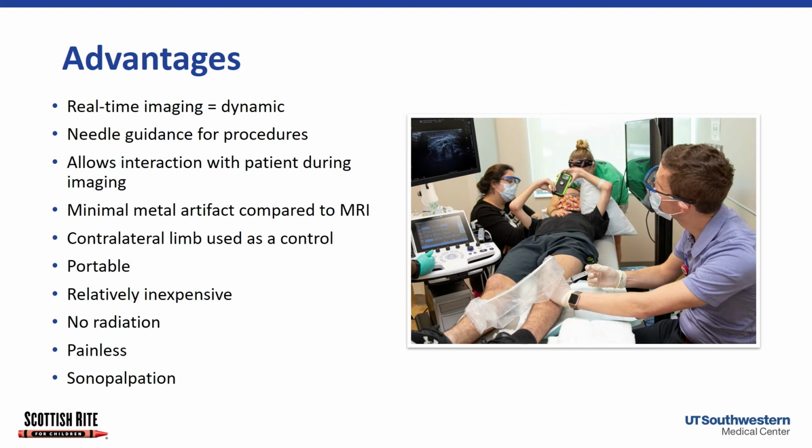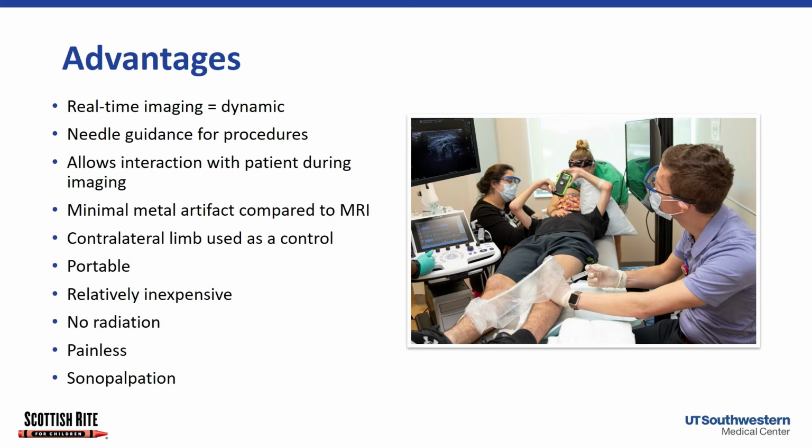And the other nice thing is, with a lot of things, especially in limbs, you can always look to the other limb to see if something looks abnormal or normal, right? So we can see something and just put the probe on the other leg and say, hey, this looks good, or actually, look at this other side. It looks a little bit different. Something may be going on here.